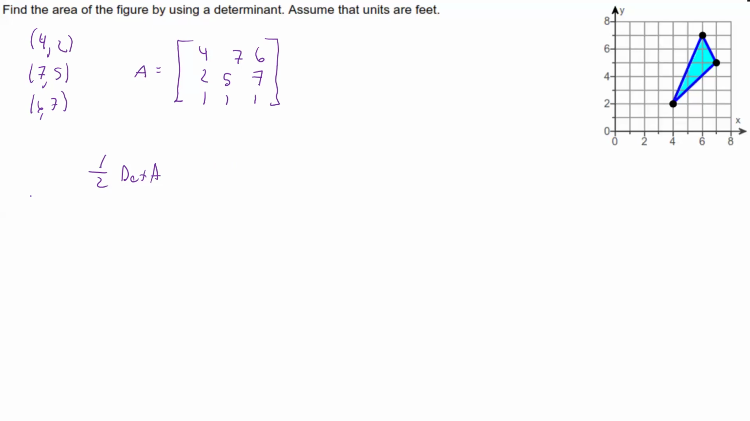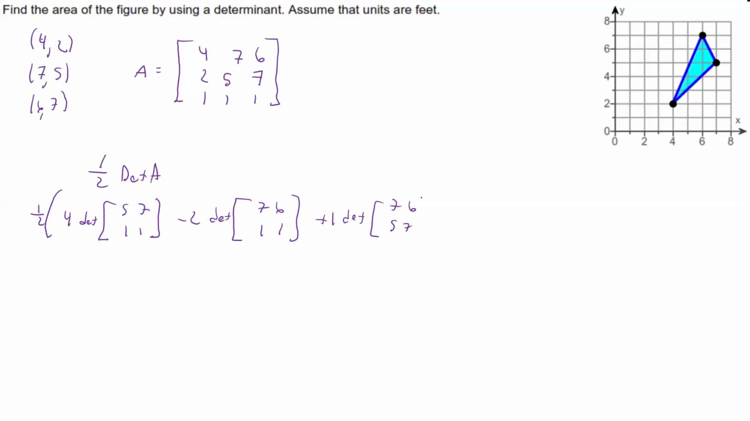So doing that, we're going to have 1/2, and then I'm just going to say 4 times the determinant of 5 7 1 1. And it's going to be minus 2 times the determinant of 7 6 1 1. And then it's going to be a plus 1 times the determinant of 7 6 5 7. And then we'll have it in parentheses.